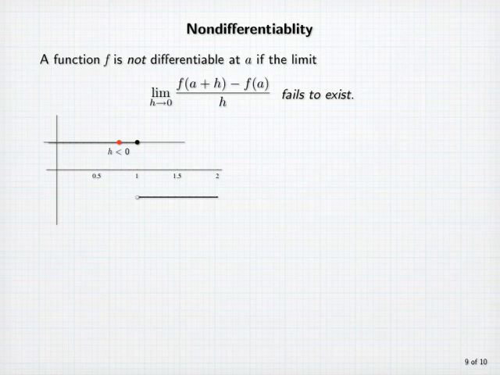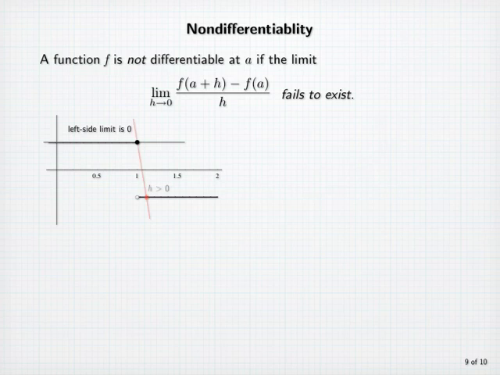For negative h, a typical secant line looks like the red line shown here. Notice its slope is 0, and it's always 0 no matter how small h is, as long as h is negative. So the left-sided limit as h approaches 0 of the difference quotient will end up being 0.